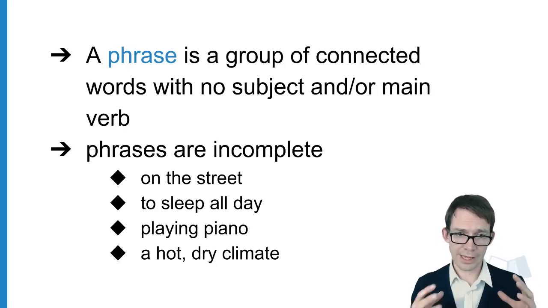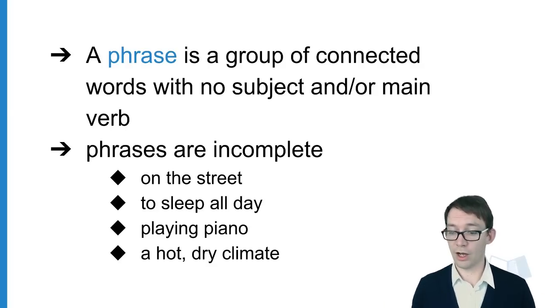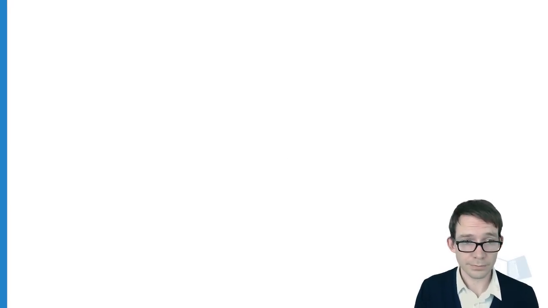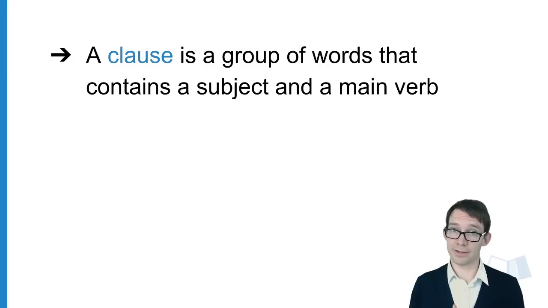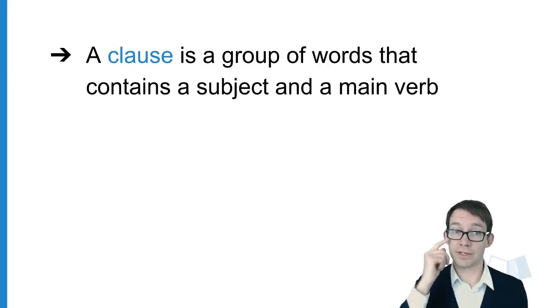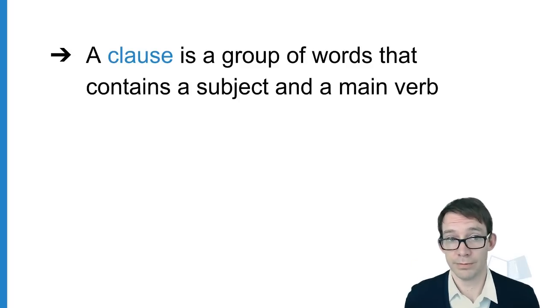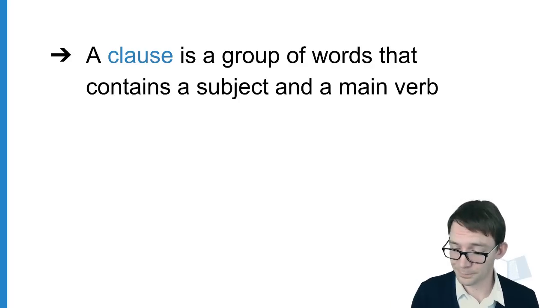So that's a phrase. What's the difference between a phrase and a clause, as I said? So what is a clause? A clause is a group of words, like a phrase. It's a group of words that is connected together, but the main difference is that in a clause, there is a subject and a main verb. Okay, so it's a group of words together with a subject and a verb.